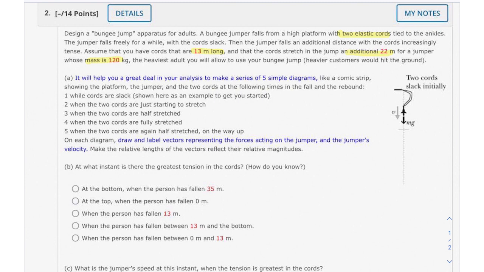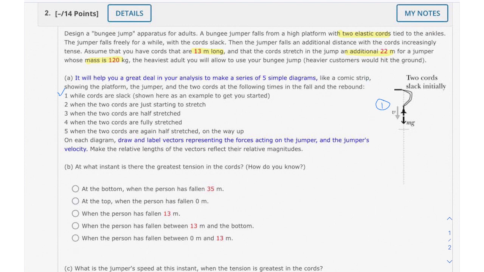Okay, so for A, it says it will help you a great deal in your analysis to make a series of 5 simple diagrams, like a comic strip, showing the platform, jumper, and the two cords at the following times in the fall and the rebound. For number 1, this is shown here as an example to get you started: while the cords are slack. So this is diagram number 1, and we'll base it off of that, and I'll do my best to squeeze those in over here on the edge.